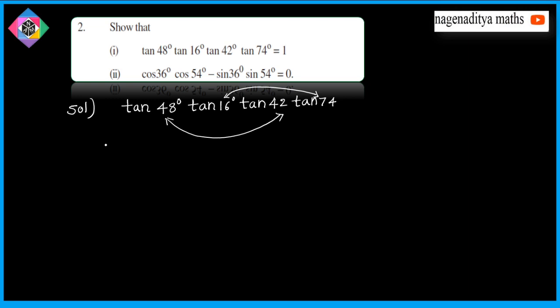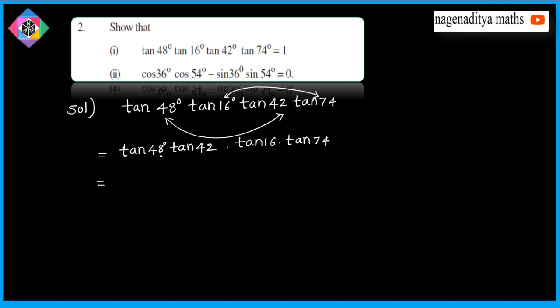Okay, so we have to write both terms side by side. So this is equal to tan 48 degrees multiplied by tan 42 degrees, and tan 16 degrees multiplied by tan 74 degrees.